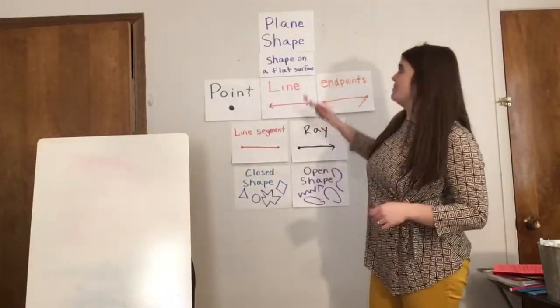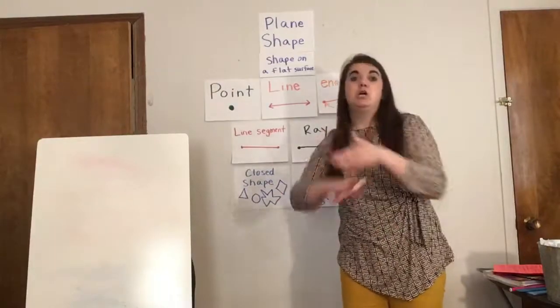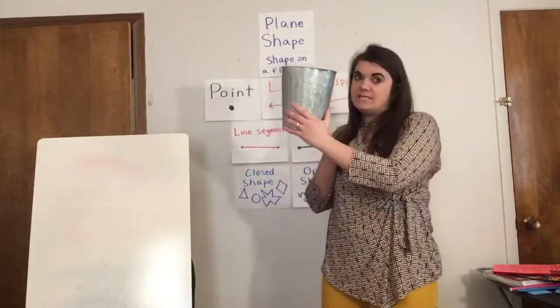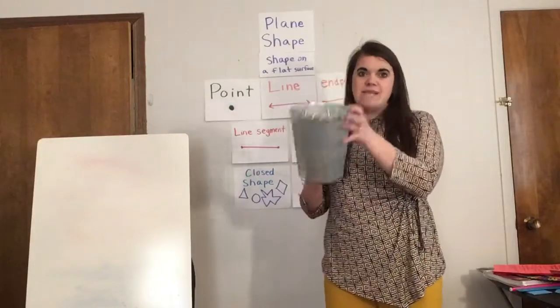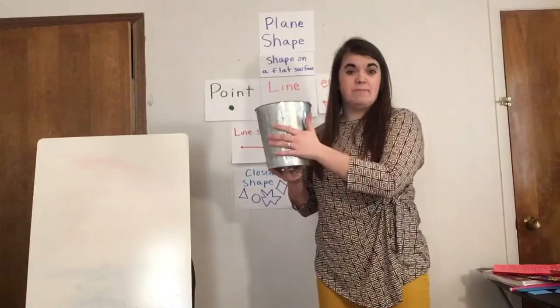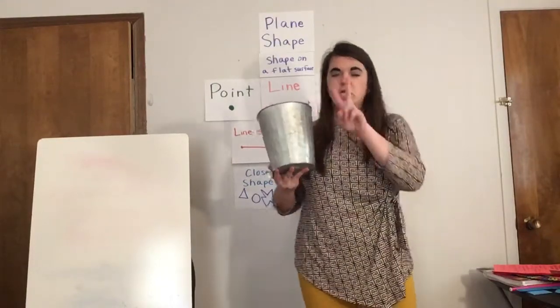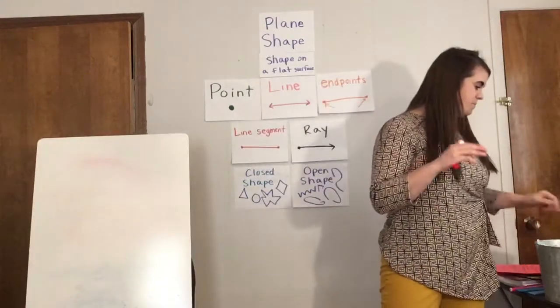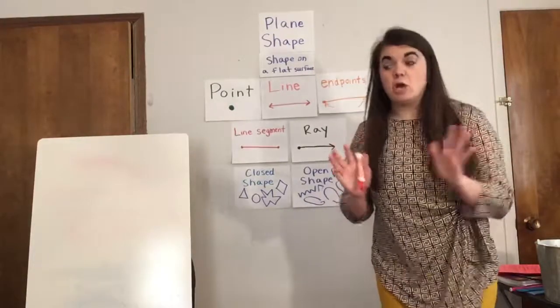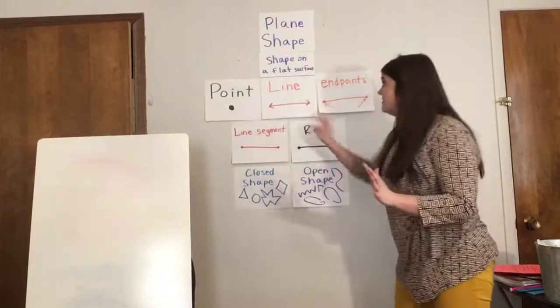So we're going to talk about plane shapes, okay? Was it an airplane? No, it was not an airplane, Miss Dinkle. A plane shape is a shape on a flat surface. So if I was to hold up my dum-dum can, this is not a plane shape because it's not on a flat surface. This is actually called a three-dimensional shape. Three dimensions. We're only doing two dimensions, which means it's flat. Okay? Flat shape.